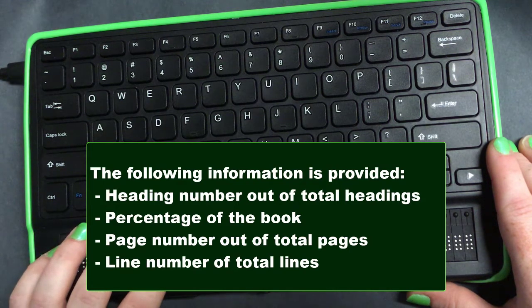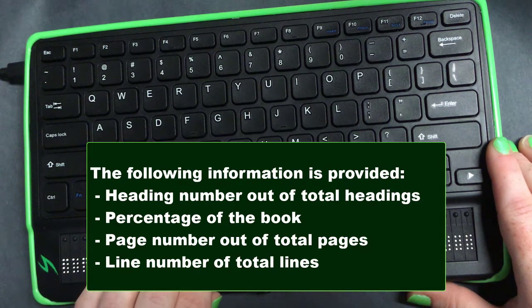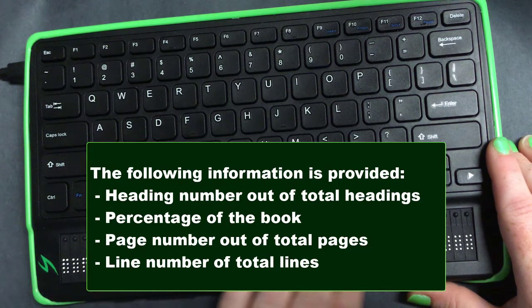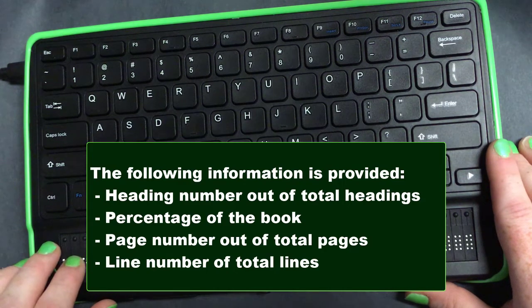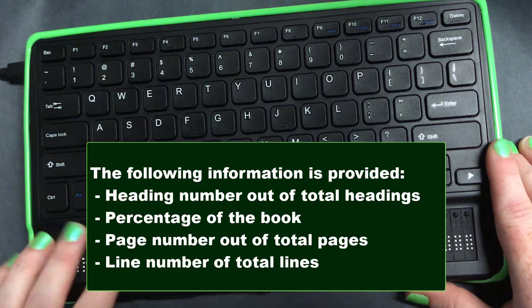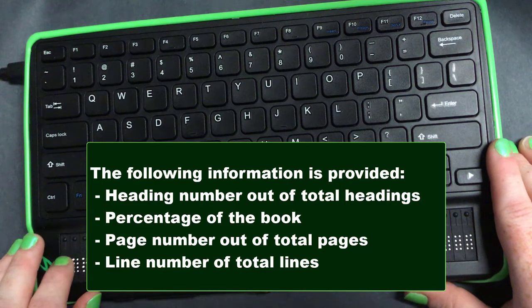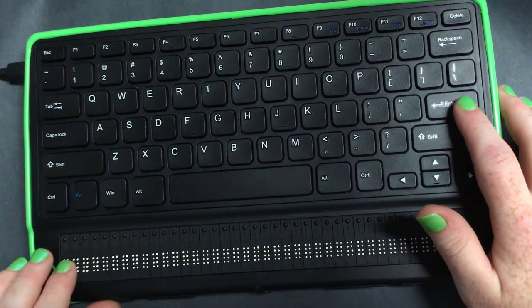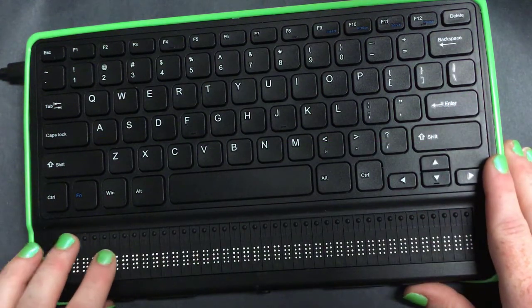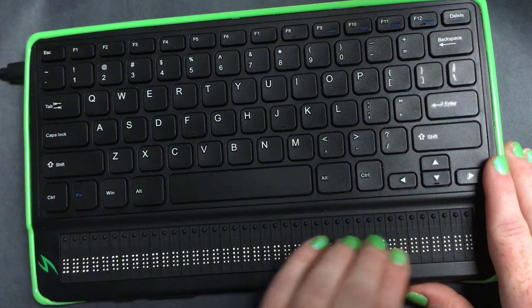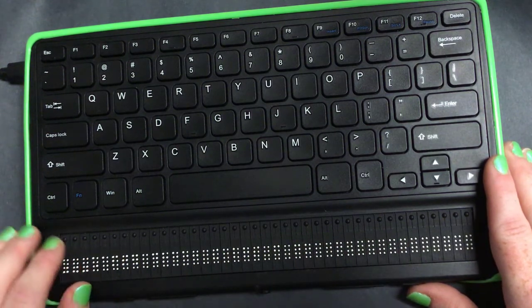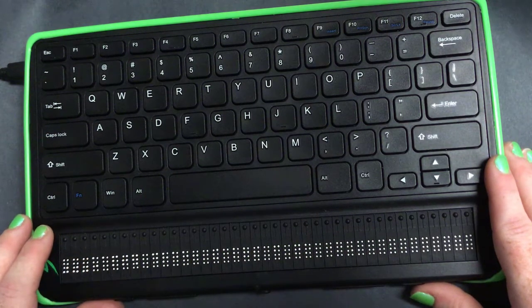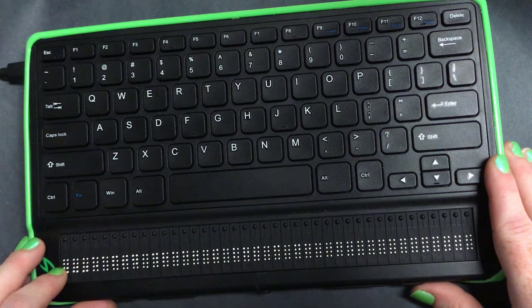I'm on page 31 of 321 pages. And the next thing it's going to give me is line. I'm not even going to go there. So line number, and then it says close. So I would hit enter or a cursor routing key to close. So now I'm right back where I was originally, which is the heading of chapter 3. So those are important to know.